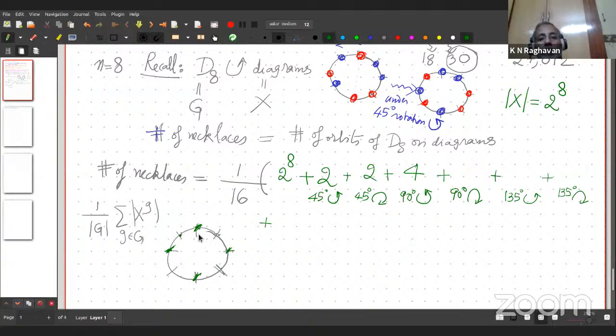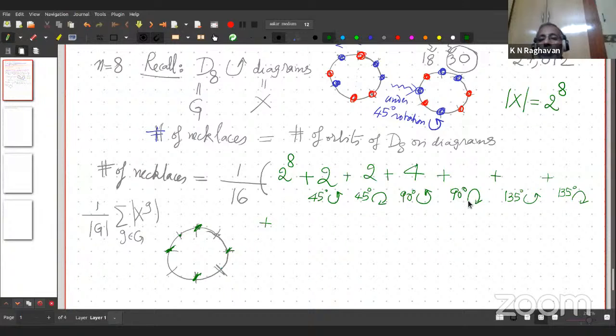Right? So blue and red alternating, starting here with blue, is different from starting here with red, because we are counting diagrams. So if I put blue here, red here and so on, alternating, that is different from the diagram if I start with red here, blue here and so on. They are the same as a necklace, but they would be different as diagrams. And remember, we are counting diagrams here. X to the G, X is the set of diagrams. So this is 4.